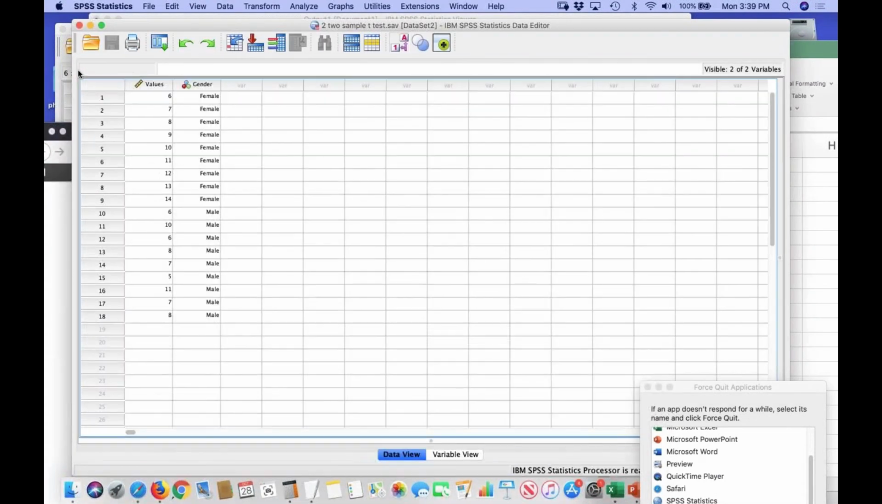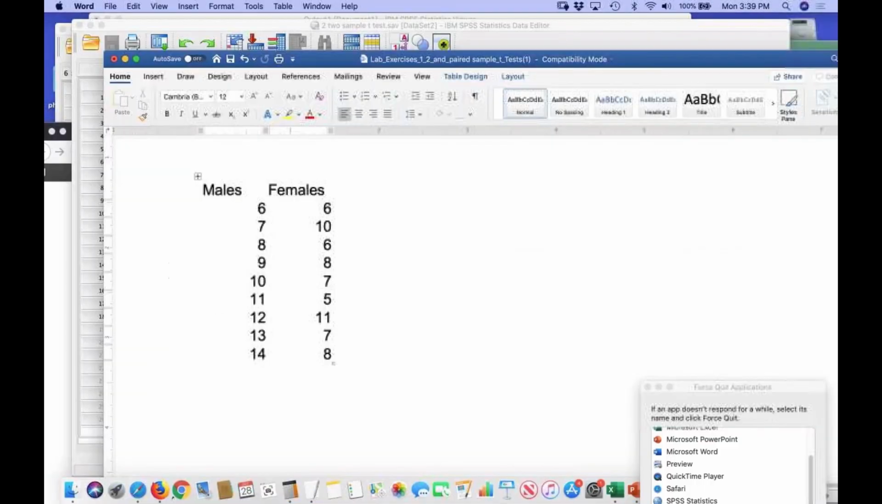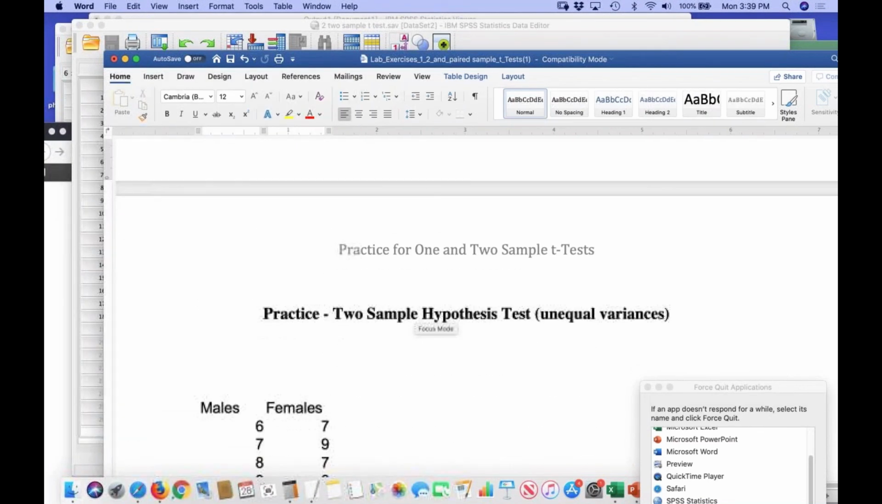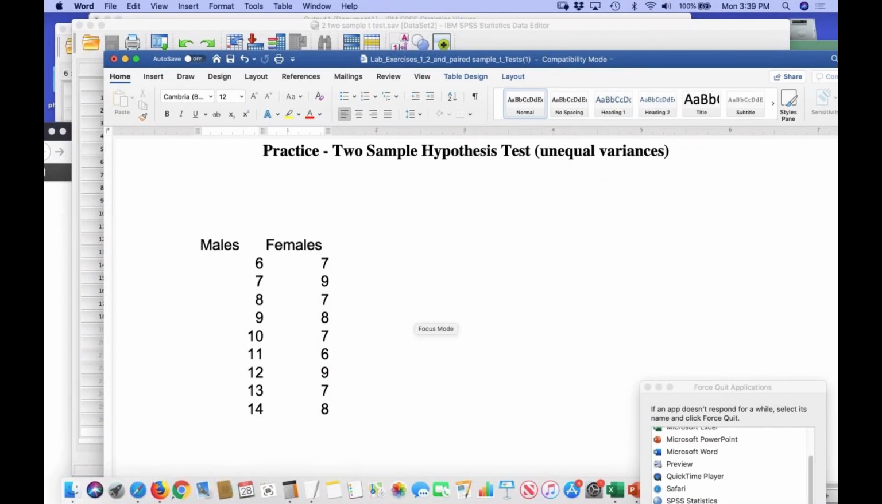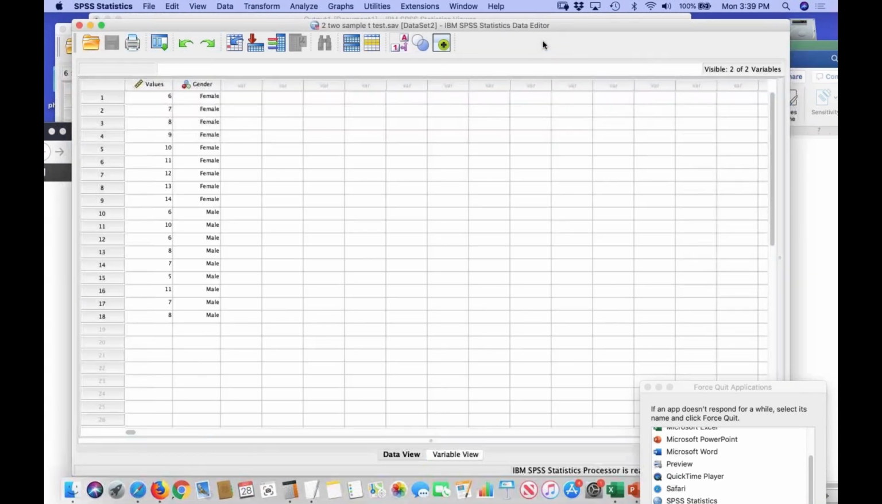So now, let's take a look at this other problem that we have. The third problem we have is a two sample t-test, or hypothesis test, and we're comparing a population of males to a population of females. We have a sample size of 9, just like we did before, except this time, let me open this one in Excel and see what that looks like.